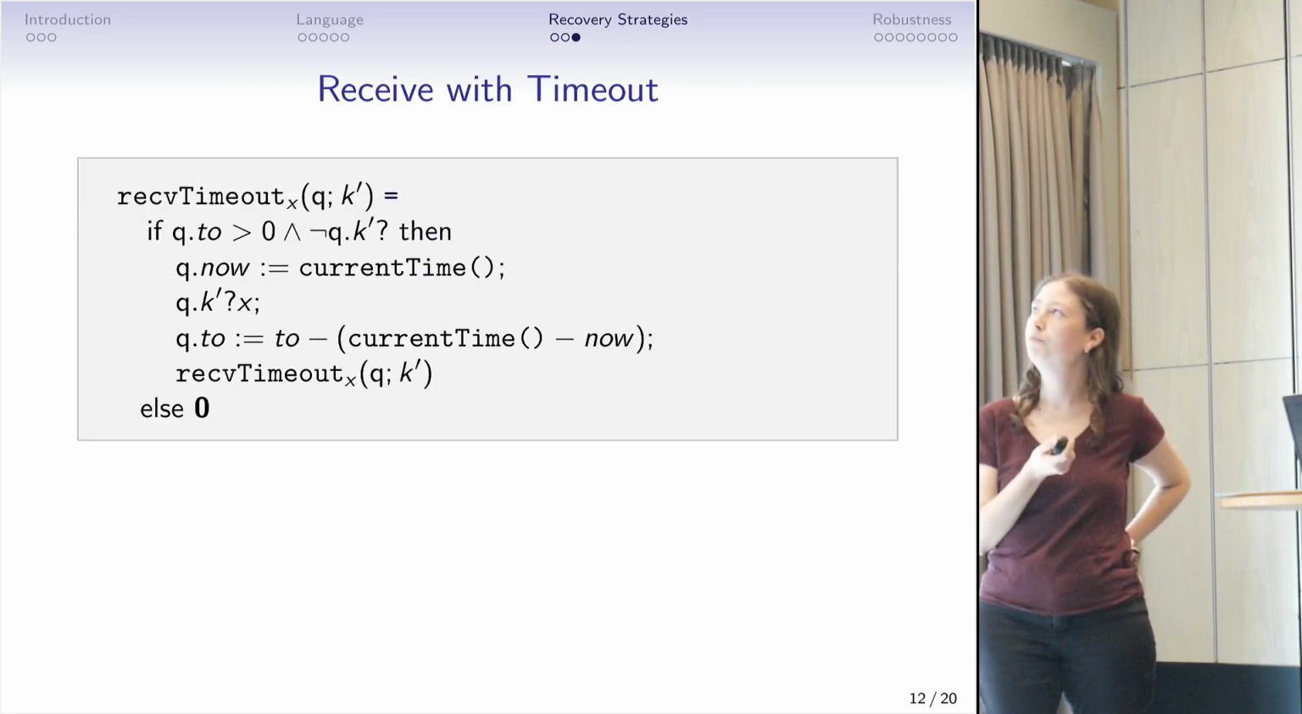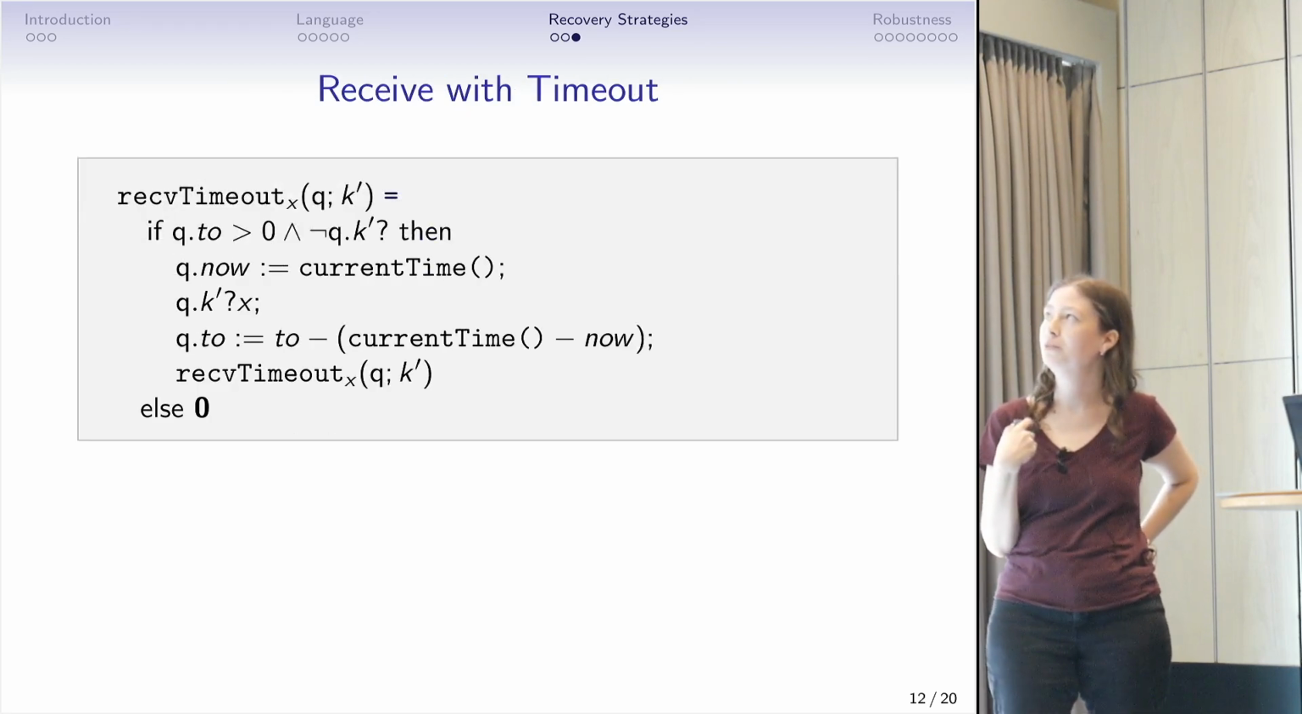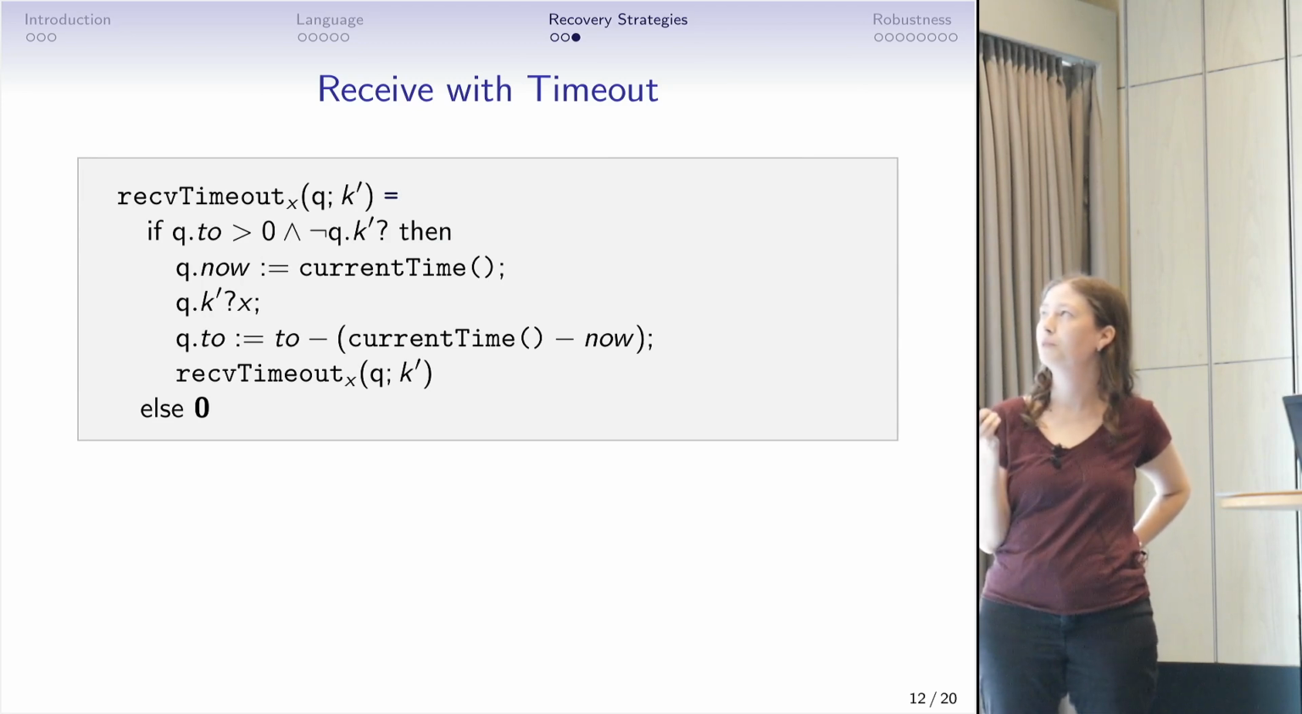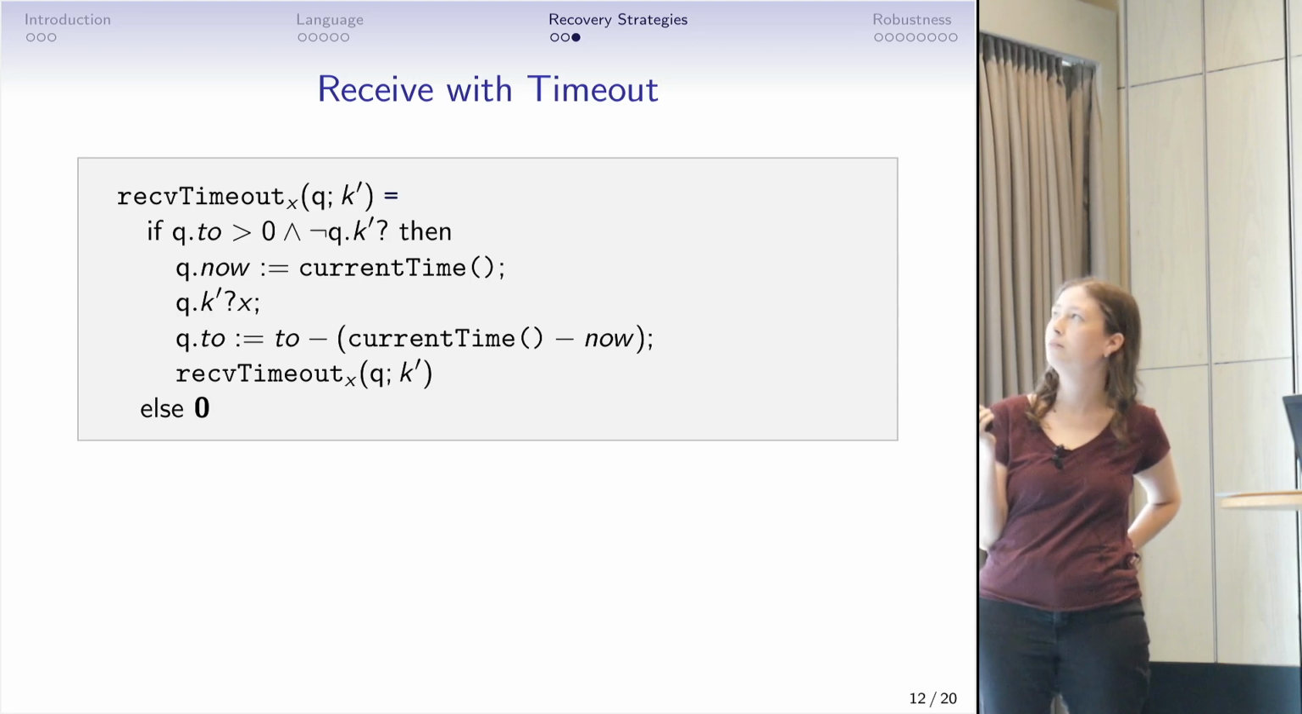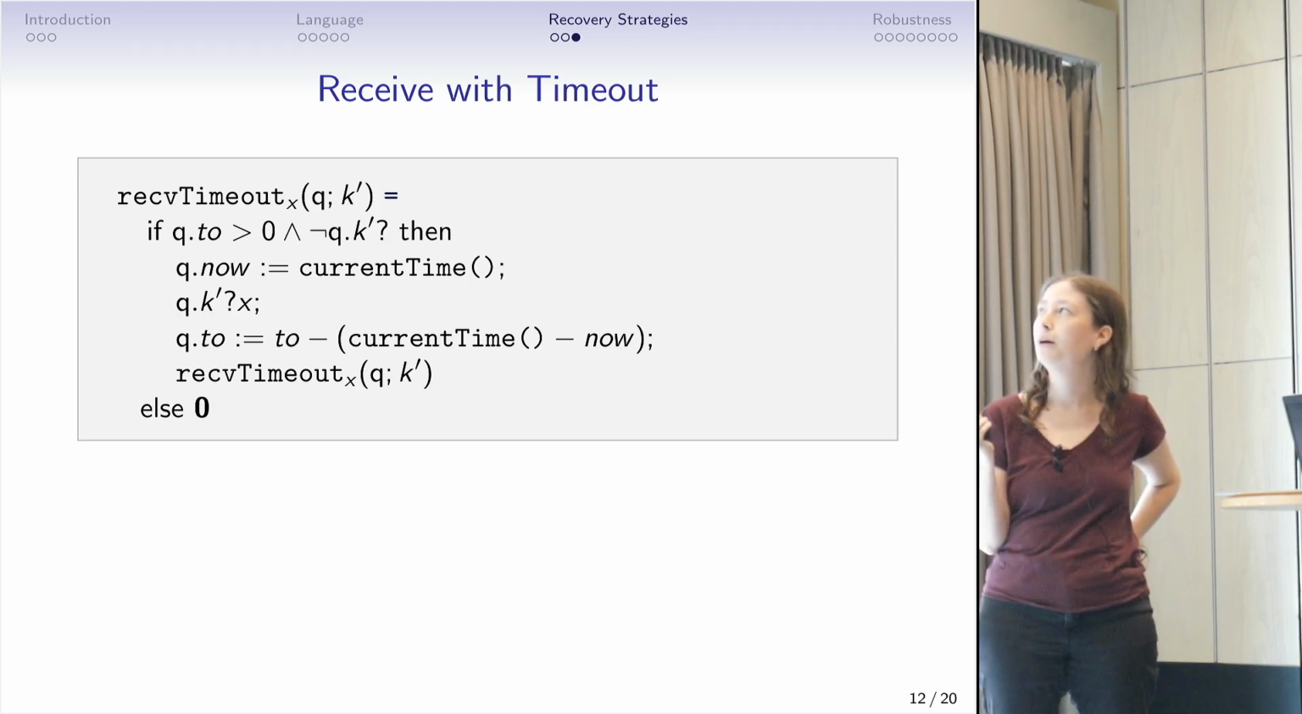Another thing for receive, we might want to receive with a timeout. We try to receive the timeout. Again, Q tries to receive on K prime. So if we've not yet timed out, which is to say timeout is more than 0, and we've not yet succeeded, then we update our time, try to receive, and use the stored time to remove some time from the timeout and call recursively.